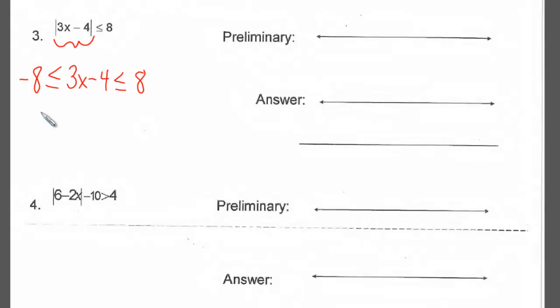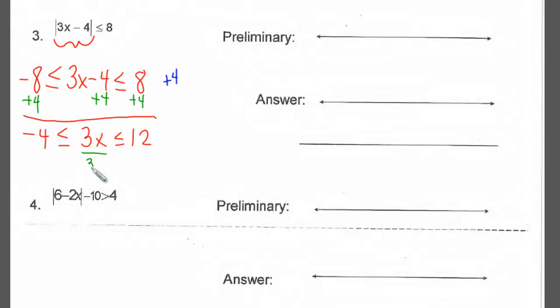So I have negative 8 is less than or equal to 3x minus 4 is less than or equal to 8. We need to isolate x. Since x is between the two inequality symbols, I'm working from the inside out. To begin, add 4 to all three sides. X is still not by itself. 3 is multiplied to it. So to undo 3, divide everything by 3. So all three pieces get divided by 3.